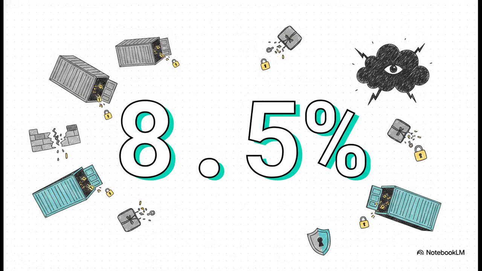Okay, let's kick things off with a pretty staggering statistic. Did you know that roughly 8.5% of public container images actually inadvertently leak secrets? We're talking private keys, API tokens, just floating out there. That is a massive amount of sensitive data just waiting to be exploited.